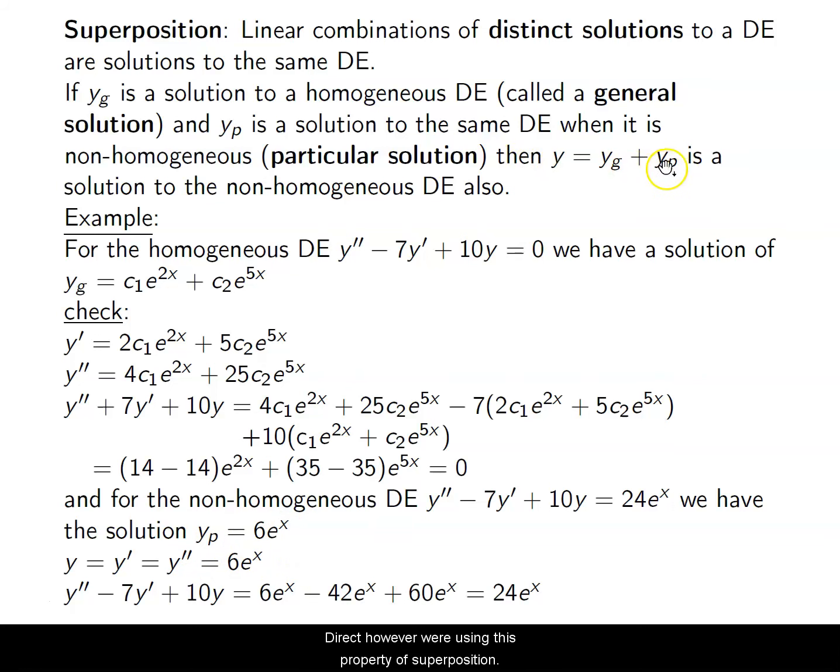However, we're using this property of superposition. It says that if I add these two solutions together, I'll still get a solution to my non-homogeneous DE. So that's what we're going to do, okay? If I add my solutions together, I get a family of solutions because I have these two variables plus this particular solution for the non-homogeneous portion.